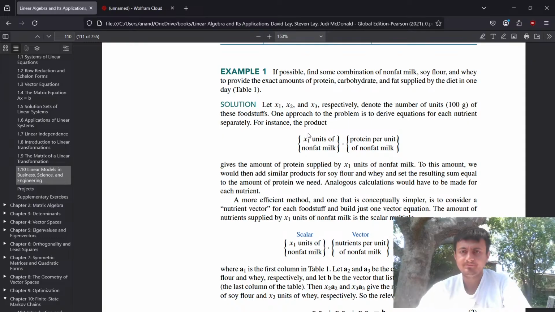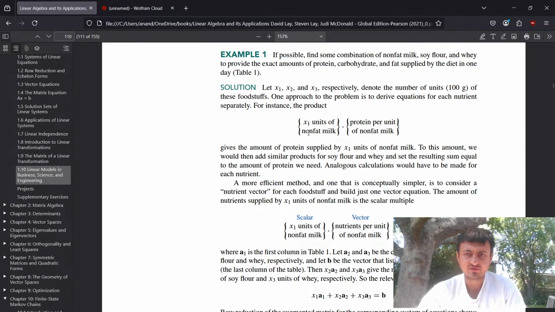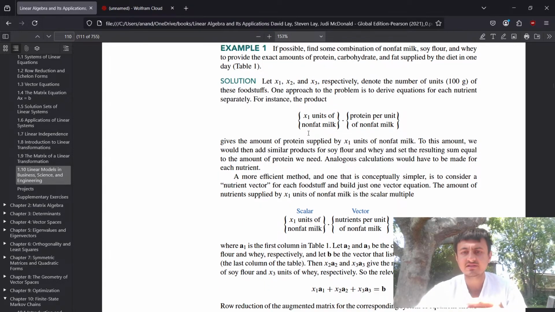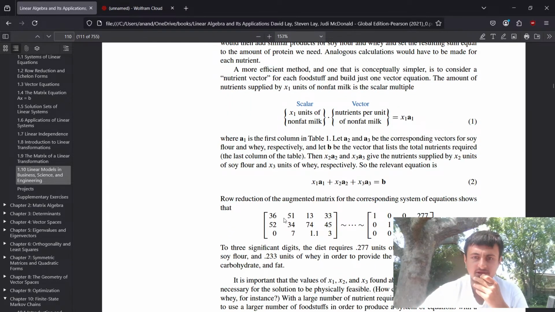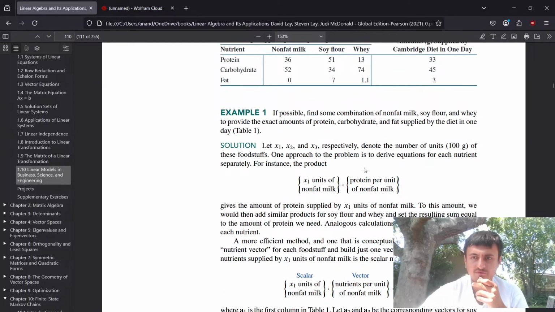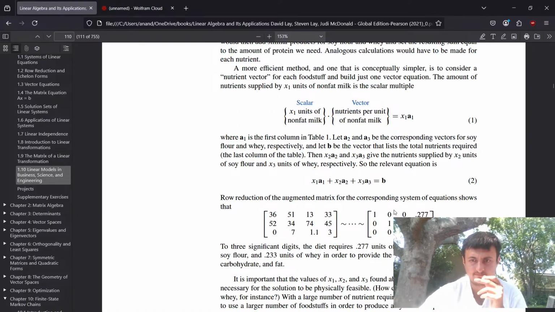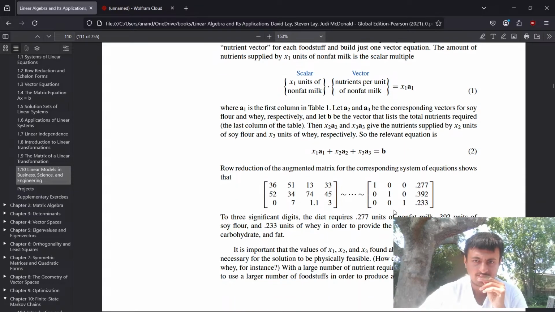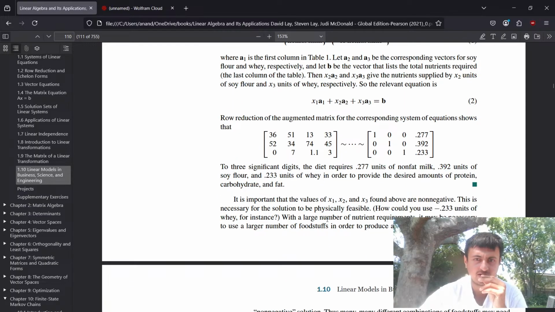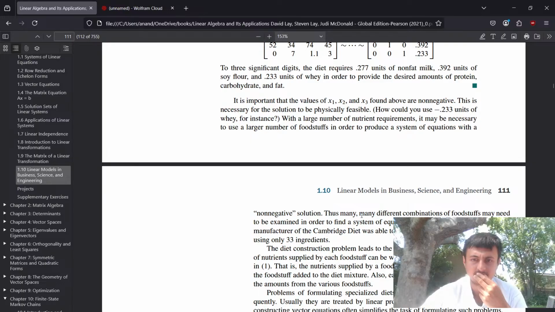All right. To this amount, we would then add similar products for soy flour and whey, setting this resulting sum equal to the amount of protein we need. Analogous for the others. I mean, this is so obvious. Here we go: 33, 45, and 3. Okay, they round, they find the answer. That's great.